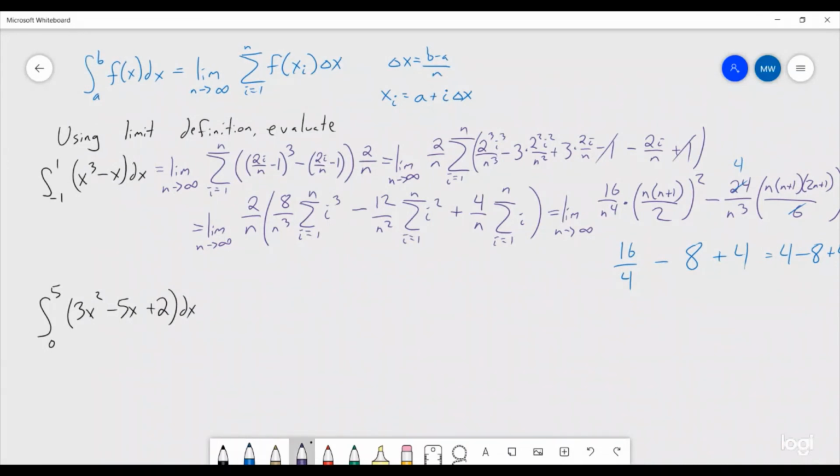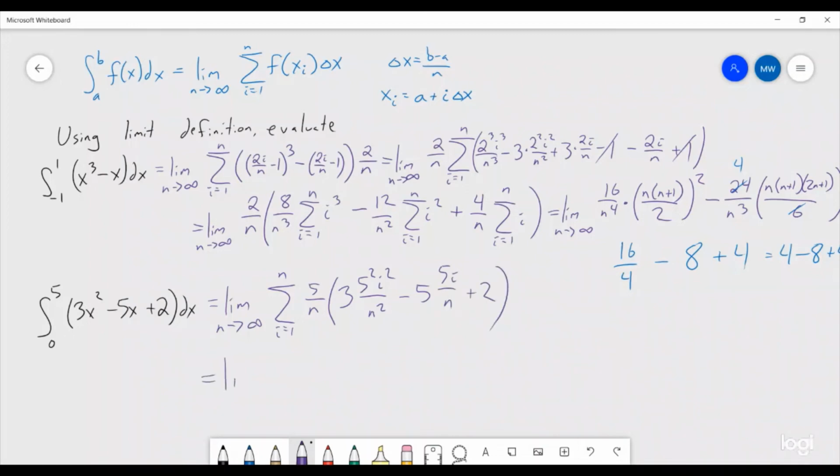It's going to be the exact same process, and we're just going to go through this whole shebang all at once. So we got the limit as n goes to infinity, sum i equals 1 to n of, what is our delta x in this case? In this case, it's 5 over n. And our xi, those are just going to be 5i over n. This one's a little bit nicer. So we got 3 times 5 squared i squared over n squared, minus 5 times 5i over n, plus 2.